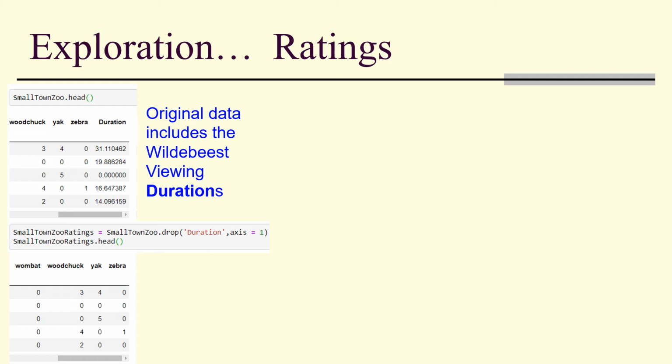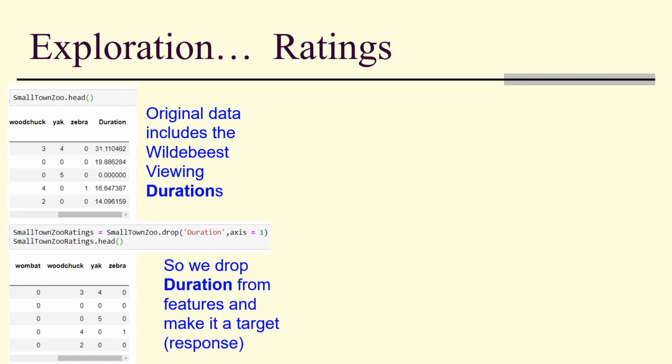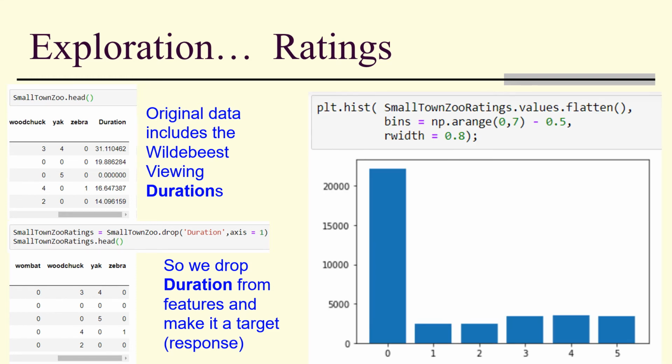So the original data includes the wildebeest viewing durations, and we're going to drop that because that's going to be our target. So here's a histogram of ratings. Certainly we would expect 0 because nobody's seen all the exhibits and nobody's rated all the exhibits. You can see that 1s and 2s, 3s and 4s are the most common, and 5 more than 1 or 2.